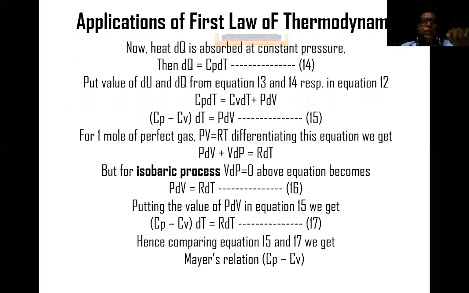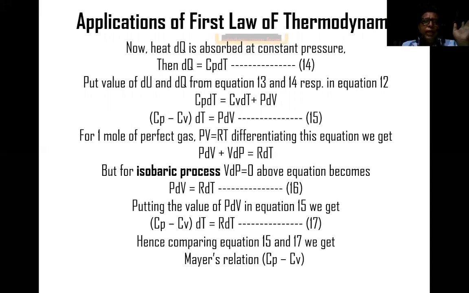Put the value of dU and dq from equations 13 and 14 respectively in equation 12. Then you get Cp dT is equal to Cv dT plus PdV. From this equation, taking Cv dT to the other side it becomes minus, so Cp dT minus Cv dT is equal to PdV. Then take dT common: (Cp minus Cv) dT is equal to PdV. This is equation number 15.